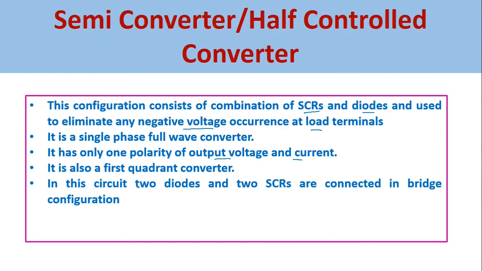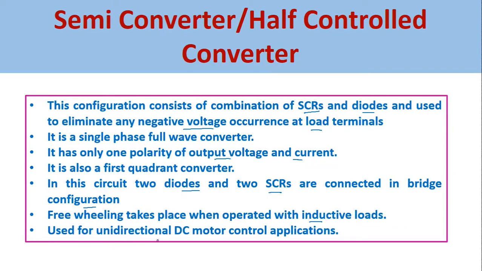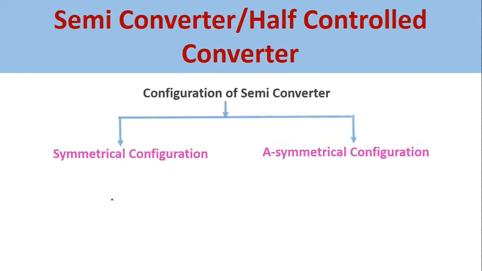Next point is that in this semi-converter circuit, two diodes and two SCRs are connected in bridge configuration, and in this circuit we can see freewheeling takes place when operated with inductive loads, and semi-converters are used for unidirectional DC motor control applications. Semi-converter is designed in two types of configuration. First configuration is called the symmetrical configuration. Second configuration is called the asymmetrical configuration.